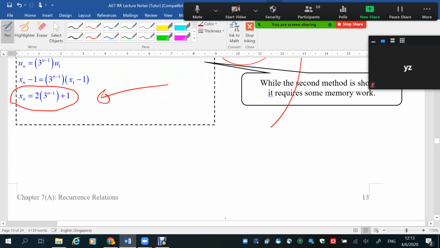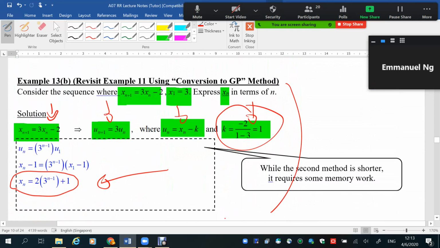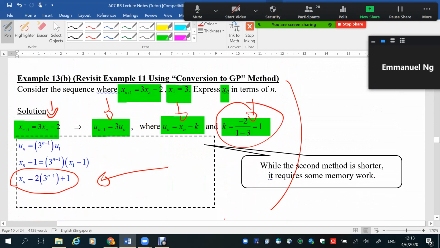So there will never be questions where we have to use this method. Every question we can do by backtracking. There will never be a question where I restrict your method, saying, find the general solution using the conversion to GP method. I will never ever do this. No question will be said this way. They will just say, find the general solution. The method, we leave it to you.